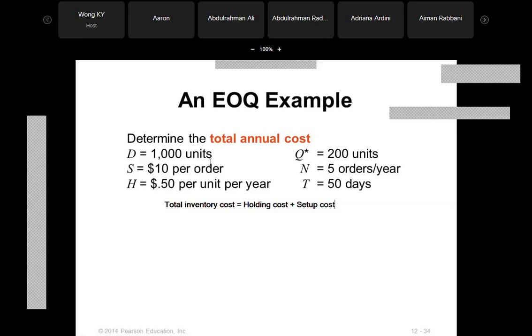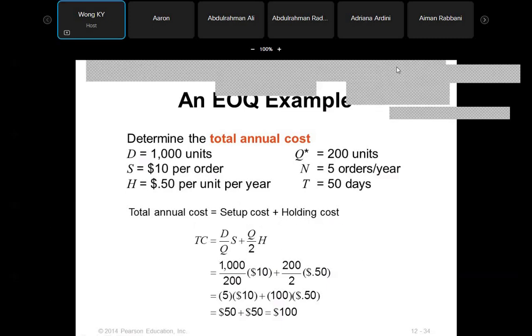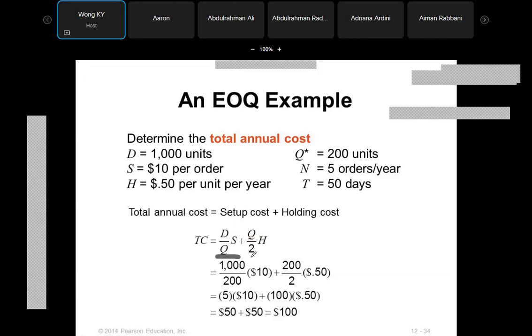Okay, so it wants the total annual cost. No problem because everything is on a yearly basis. Demand is per year, H is per unit per year, so everything is per year. So use this formula, holding cost plus setup cost or setup cost plus holding cost. Already explained, setup cost is calculated as this, holding cost is calculated as this. So now it's just a matter of putting the numbers into the formulas.